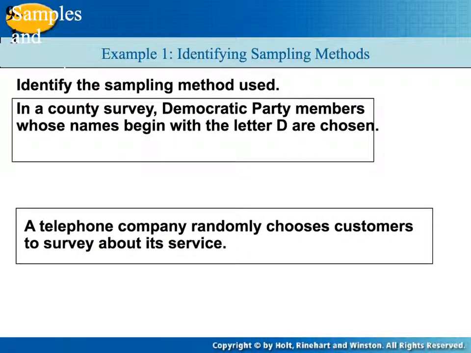All right. Identifying the best sample method. Notice no yellow bar, you don't have to write down. And again, you are welcome. It says, in a county survey, Democratic Party members whose names begin with the letter D are chosen. So as I look at this, what type of method is this going to be? This is the systematic sampling method. And the reason why it is systematic is because they have a formula. There's a rule. Letter D are chosen. It's not random, okay? It's not randomly chosen at all. It's all systematic.